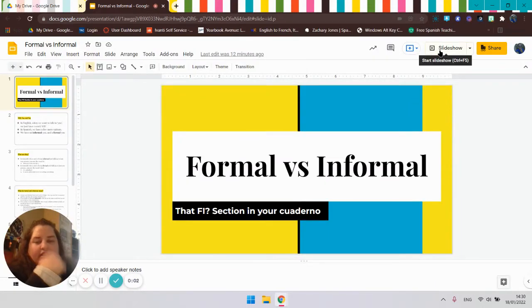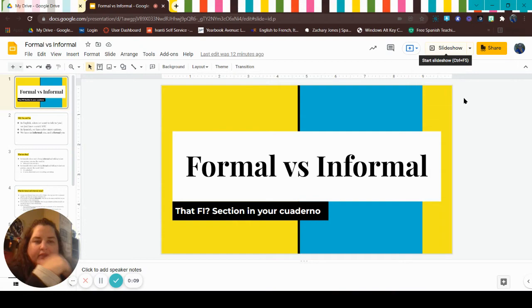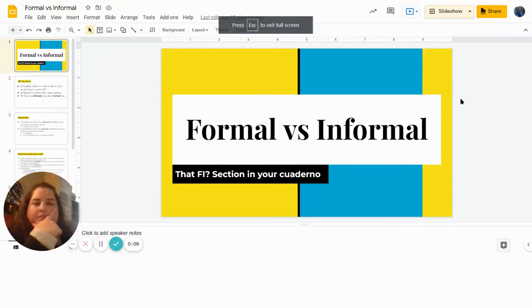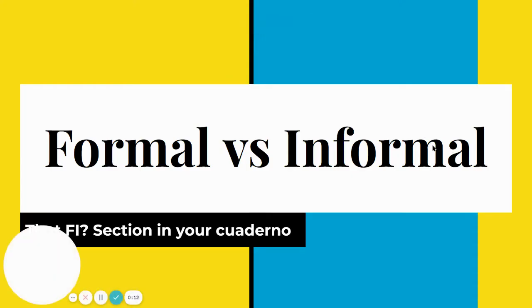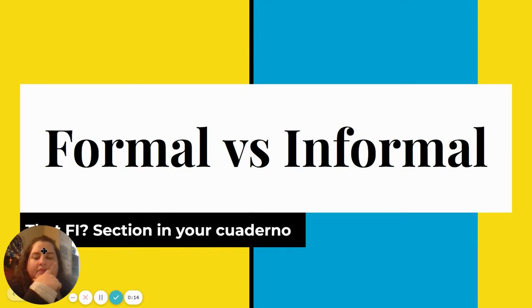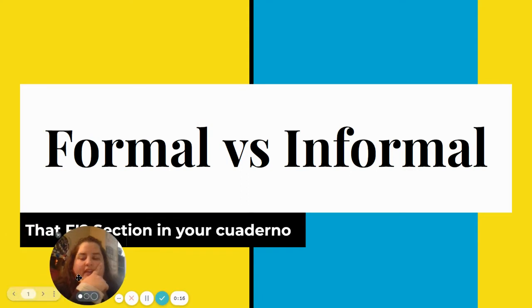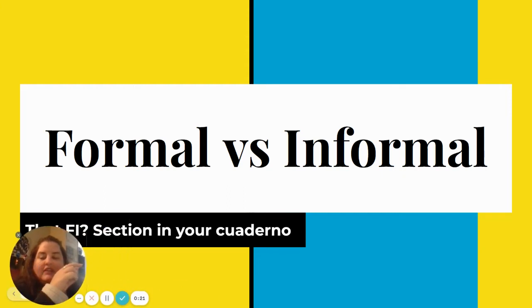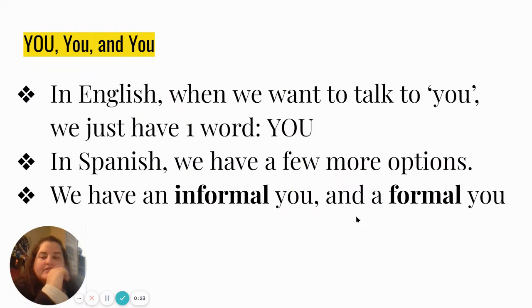Hi, everyone. So here we have a presentation over formal and informal. Okay. So formal and informal is that F and I section that is in your quaderno. Okay. So let's learn a little bit about this.